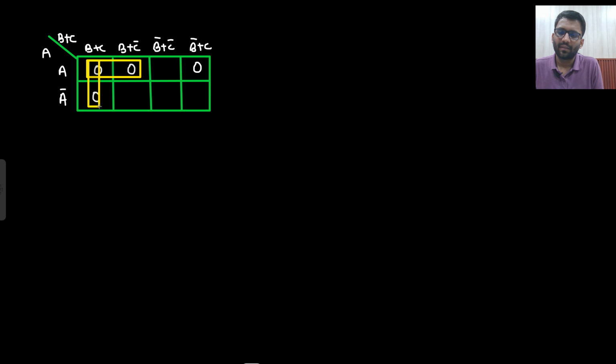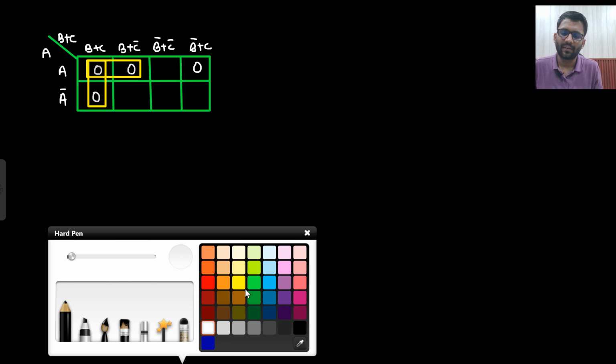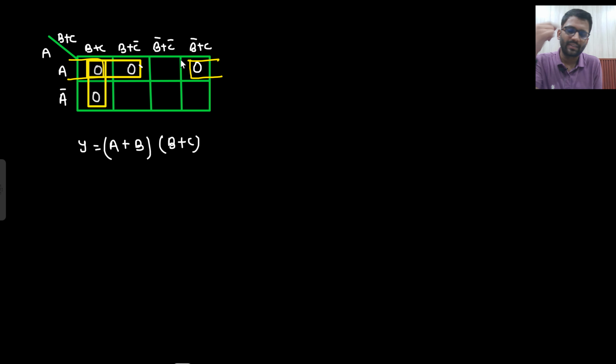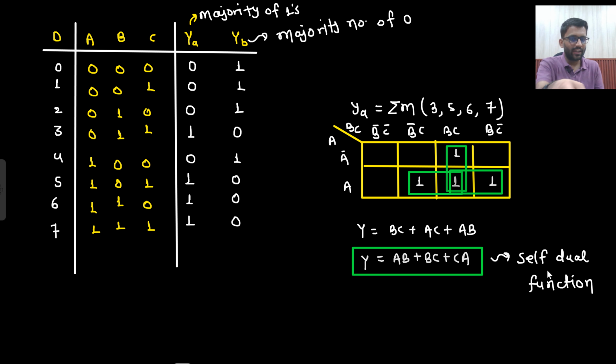One, 2 and then 3. So Y is equal to A plus B. I am writing for this one, A plus B into B plus C, and let's write for this one. Here C is constant and A is constant, so C plus A. So A plus B into B plus C into C plus A. So Y, which we got, AB plus BC plus CA, all are equivalent only.